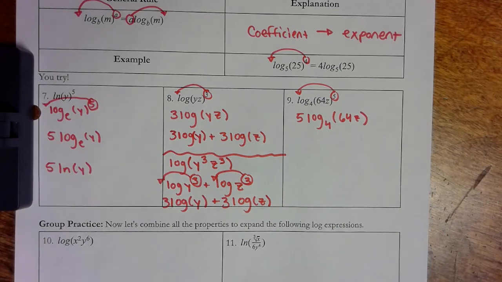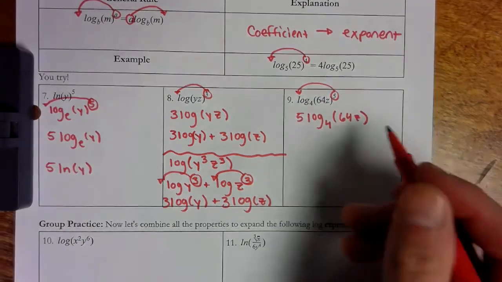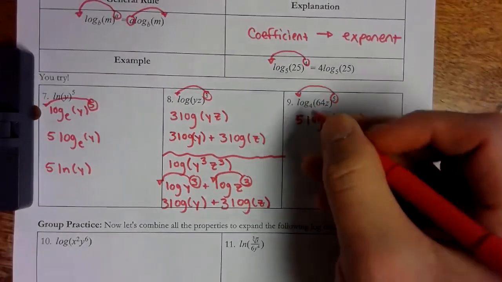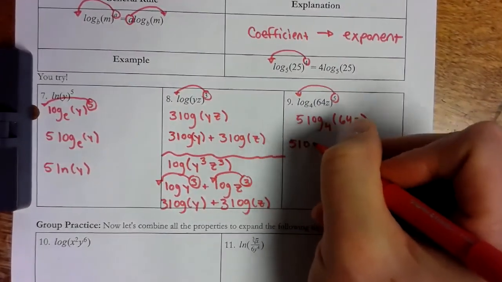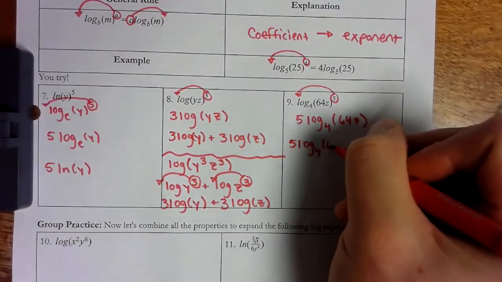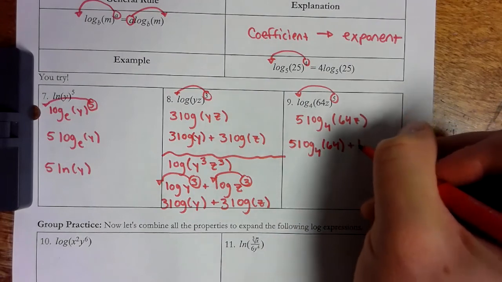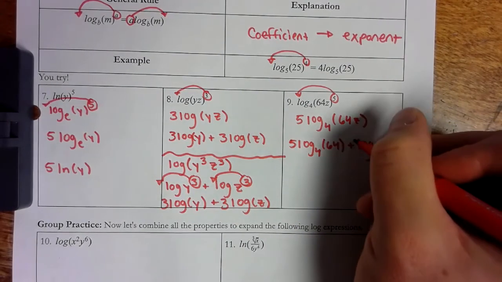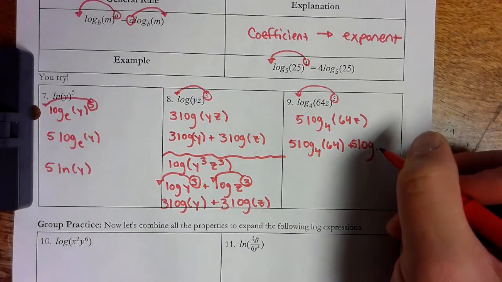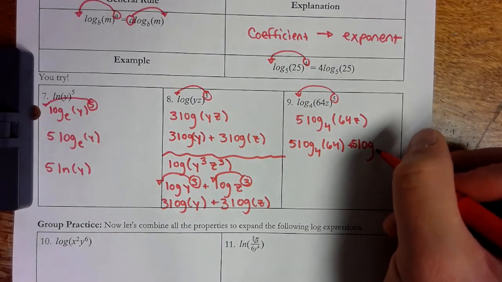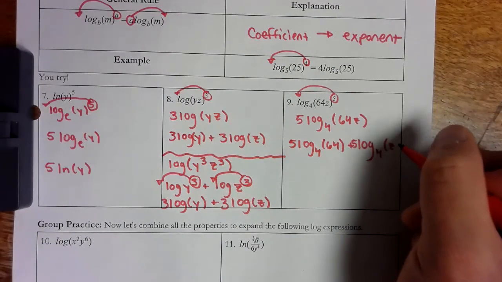All right, last one. Once again, I brought the 5 over. I'd see that I'm multiplying 64 and z. So I'm going to just rewrite this as 5 log base 4 of 64 plus log base, oops, I forgot the 5. That 5 needs to come with 5 log base 4 of z. And we're all done.